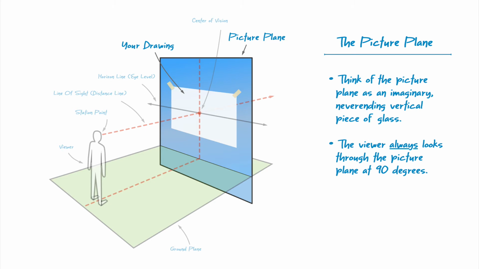The most important thing about the picture plane is that it's where we collect the information that becomes our drawing. In other words, our drawing occurs on the picture plane. When you move the picture plane back or forward relative to our viewer, it changes what things look like in our drawing.